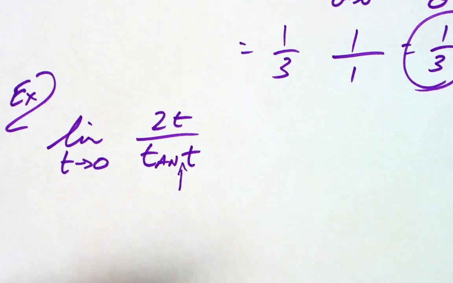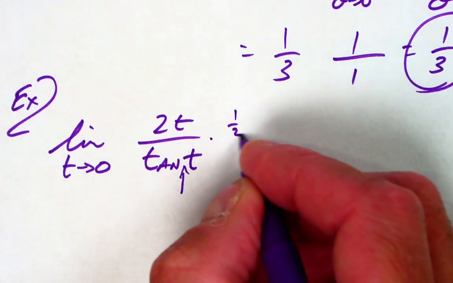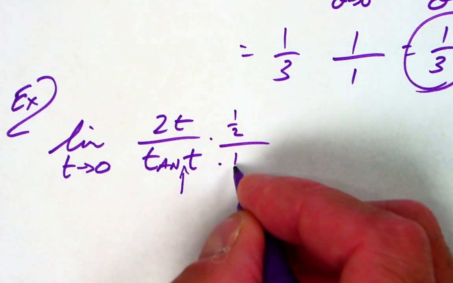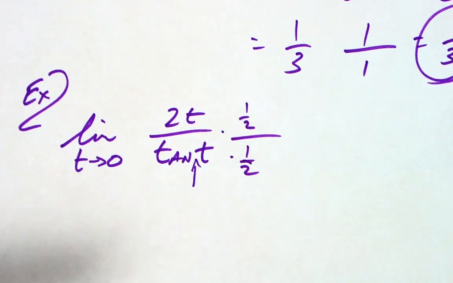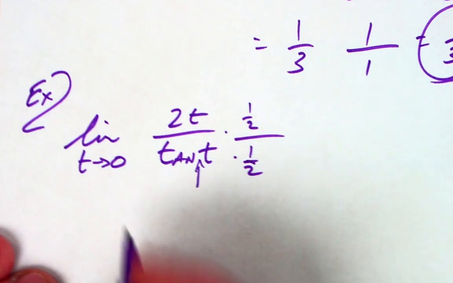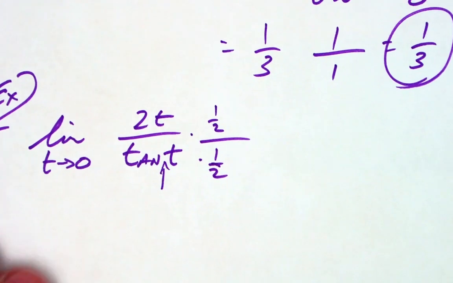Well, we're going to modify this. We're going to multiply top and bottom by the same thing that'll get rid of that 2. Just 1/2. So I'm going to multiply top by 1/2. Going to multiply bottom times 1/2. Okay? Is that legal? Yes. As long as I multiply top and bottom by the same thing, we're okay. We're doing fine. So then let's go ahead and simplify this.